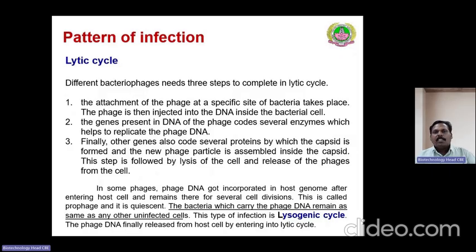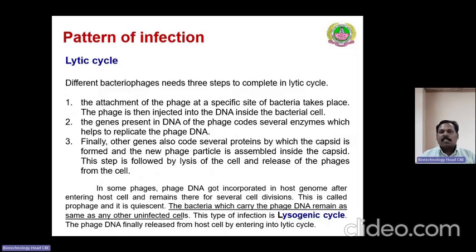Then finally, this third step is followed by the lysis step, where the bacterial cell, after amplification of the viral DNA inside, will release the phages from the infected cells so that they can propagate to other cells for infection. In some of the phages, the phage DNA gets incorporated into the host genome after entering the host cell, and they remain there for several cell divisions without causing any cell breakage or cell lysis. And this is what we call the quiescent stage or prophage stage.